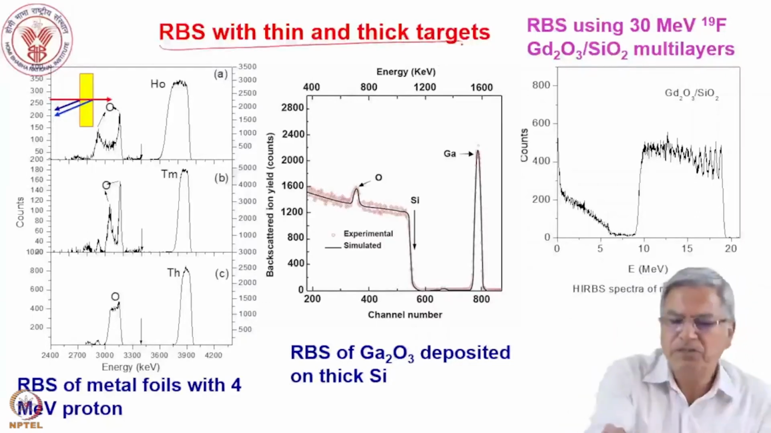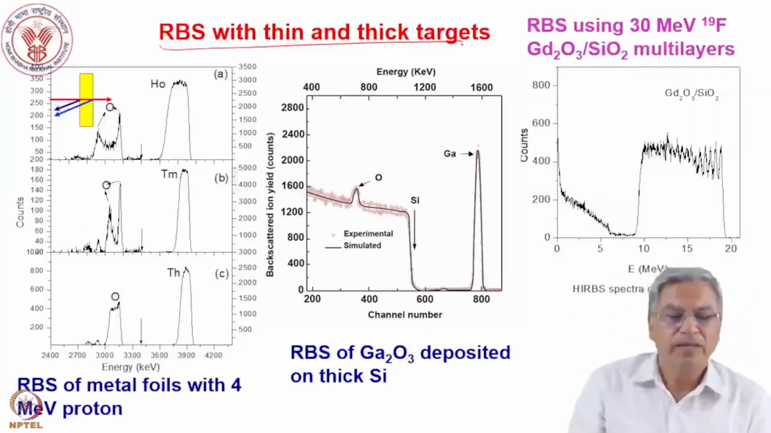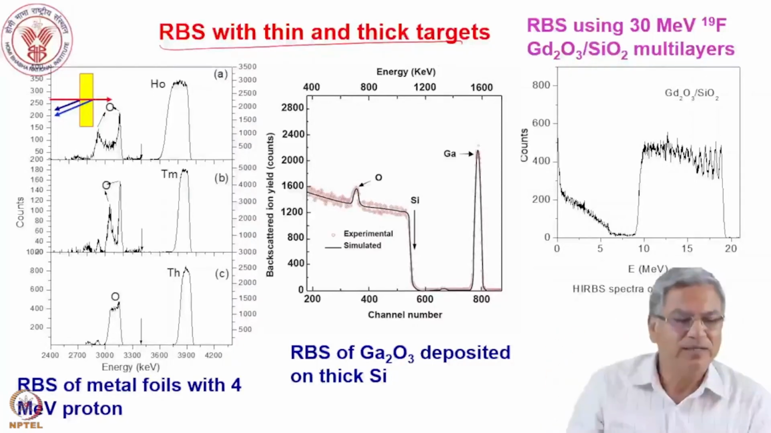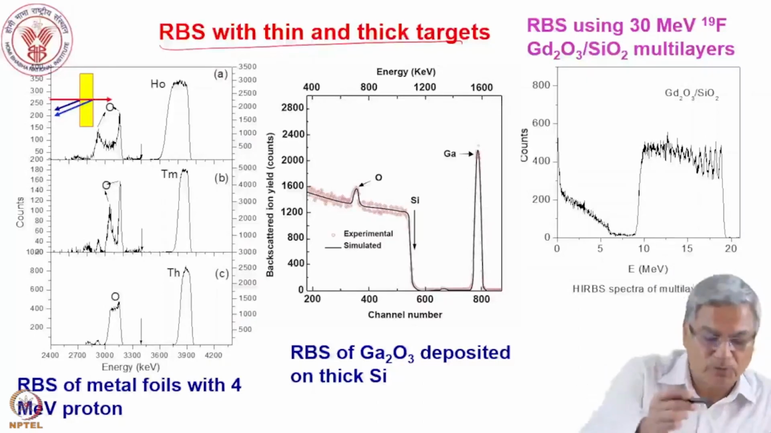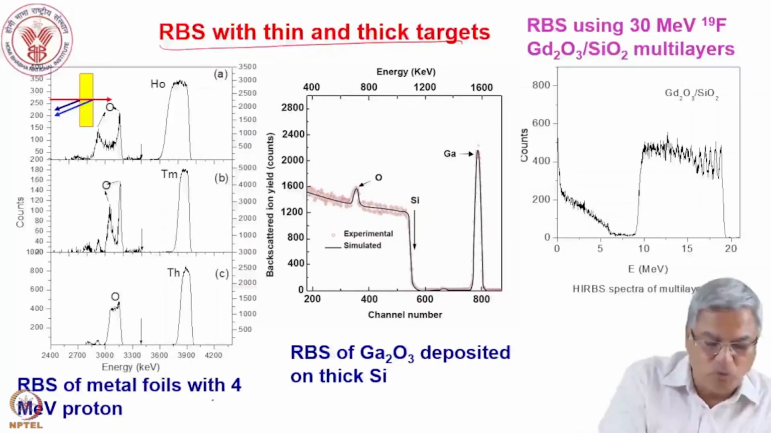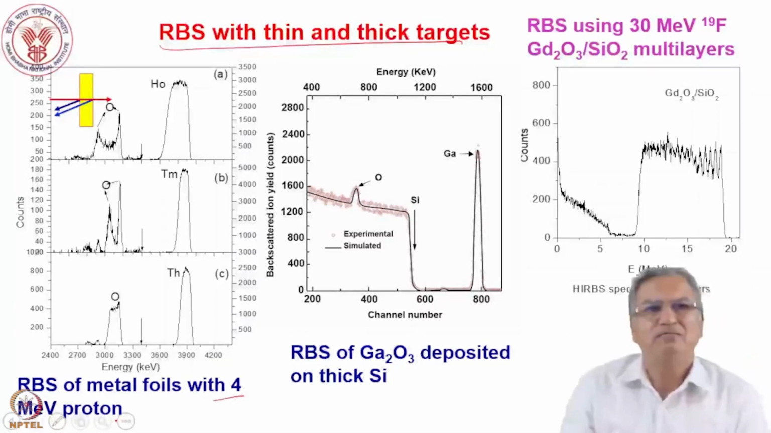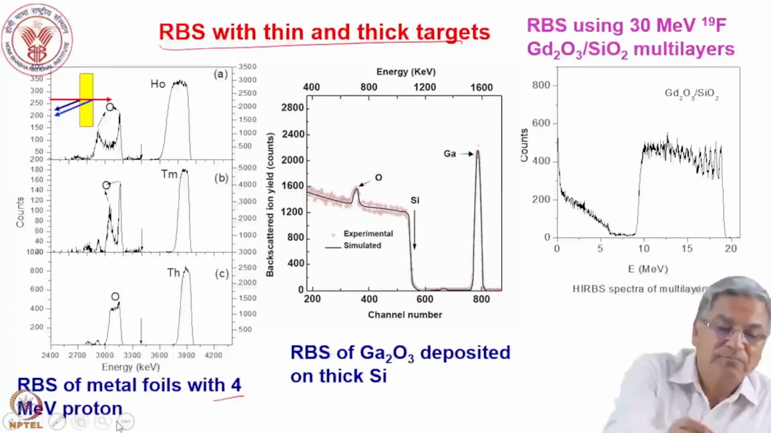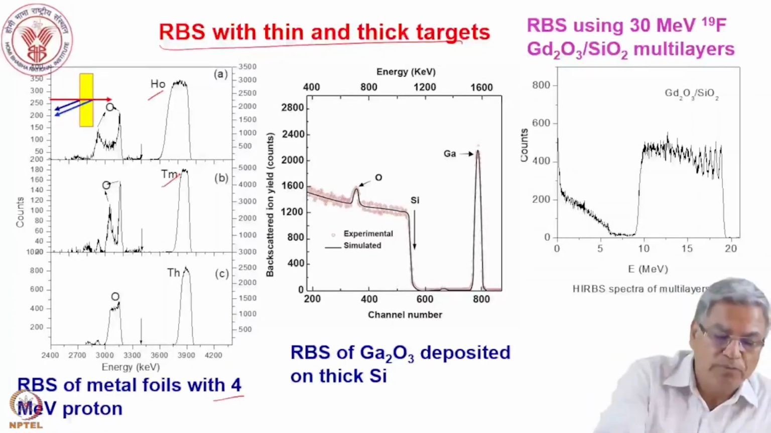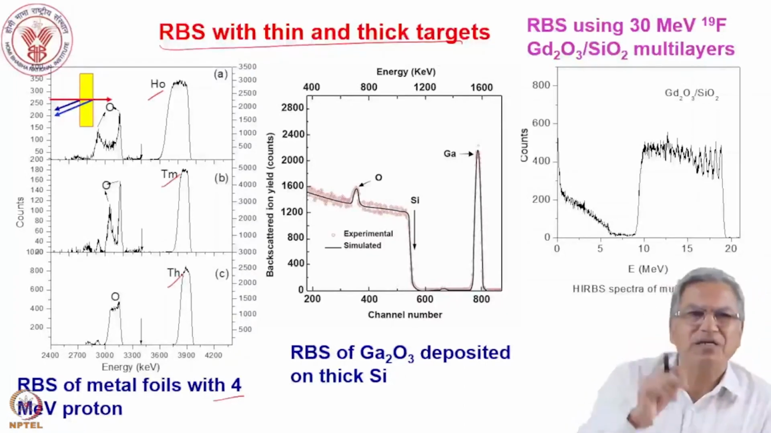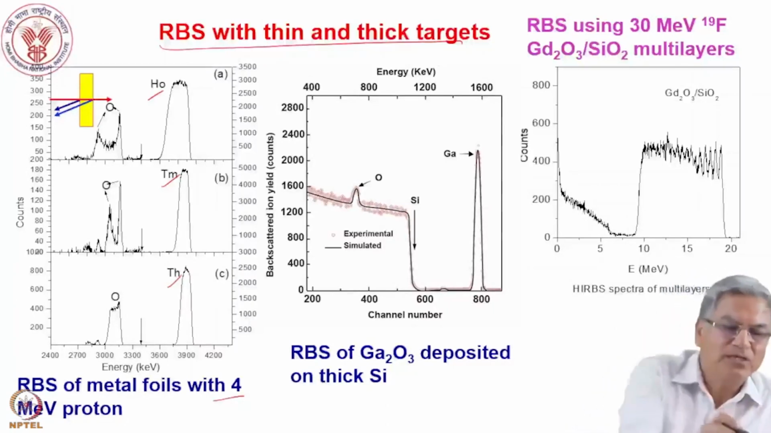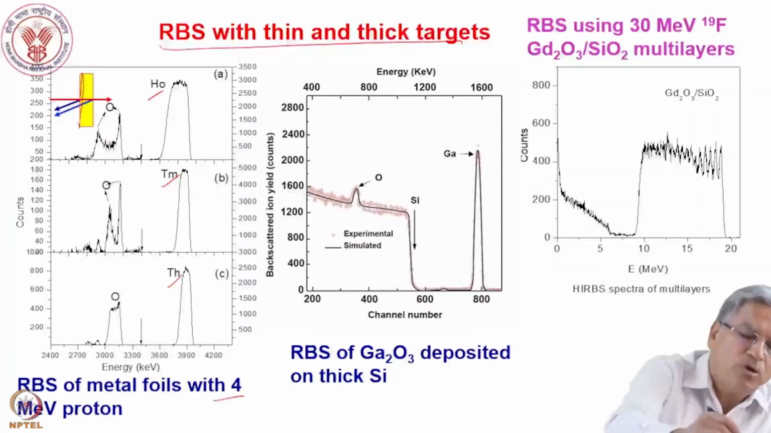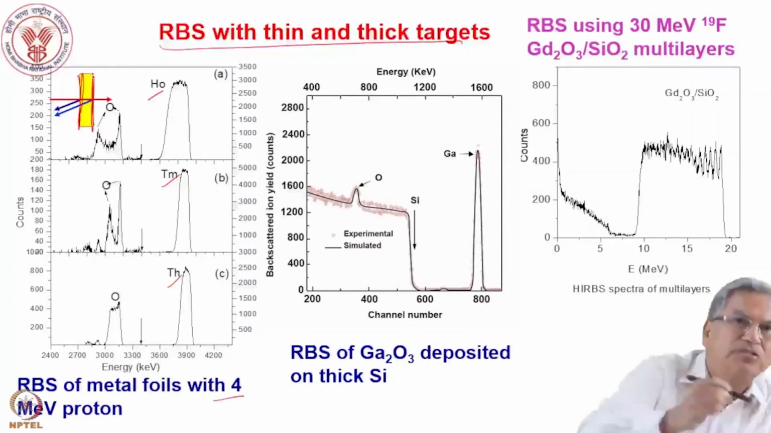You can have RBS on a thin target and a thick target. Thin target means the projectile is passing through the target; it is not stopped by the target. I have shown here some RBS spectra using a 4 MeV proton beam from an accelerator we have called the folded tandem ion accelerator. These are metal foils of holmium, thulium, and thorium, and their thicknesses are in microns. The objective was to see if there is oxidation of these pyrophoric metals on the surface.